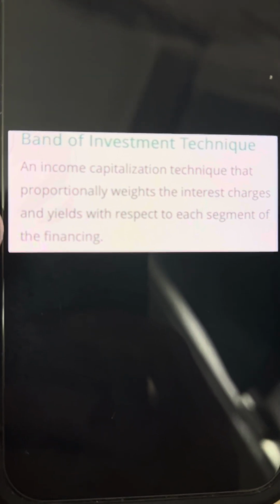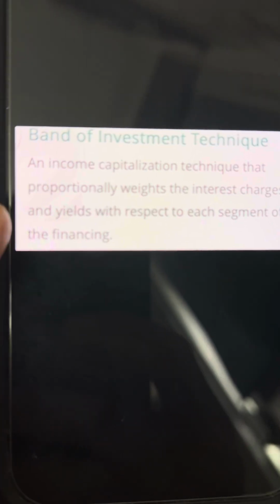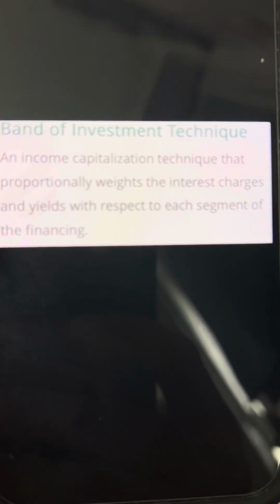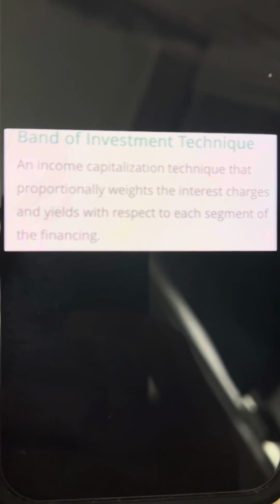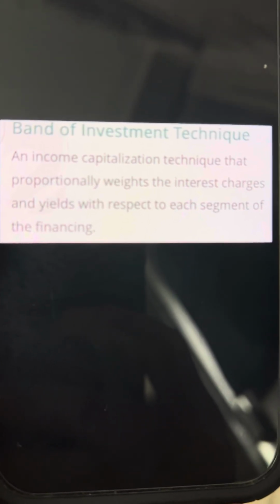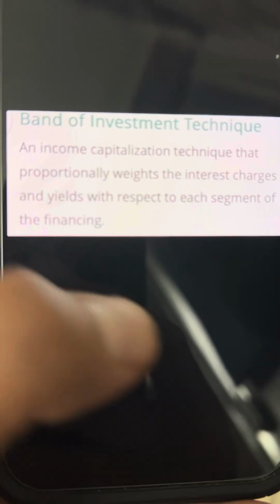Band of investment technique. An income capitalization technique that proportionately weights the interest charges and yields with respect to each segment of the financing.